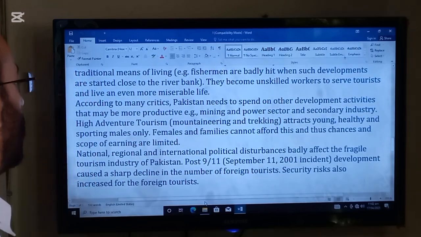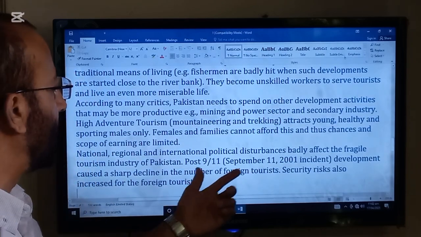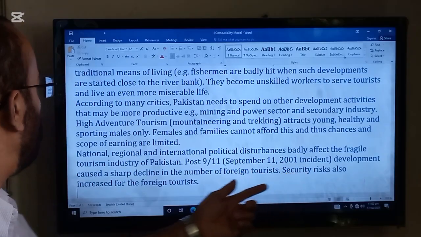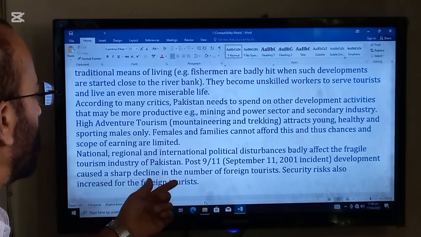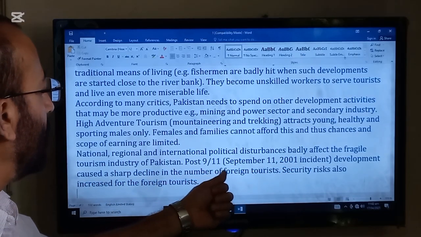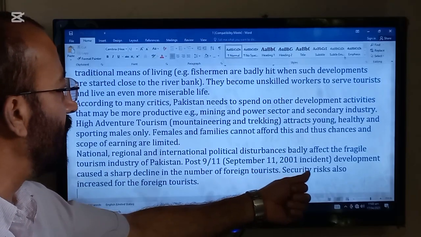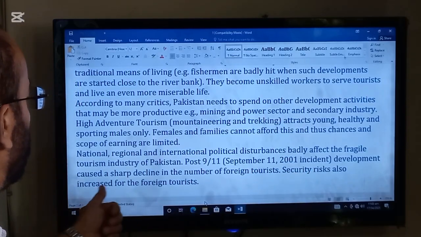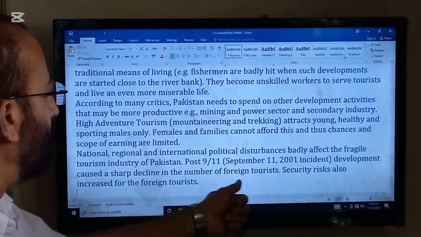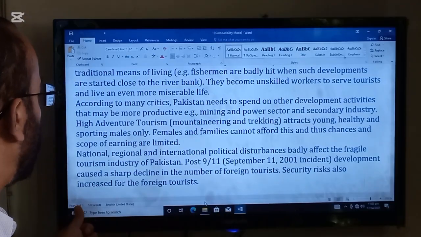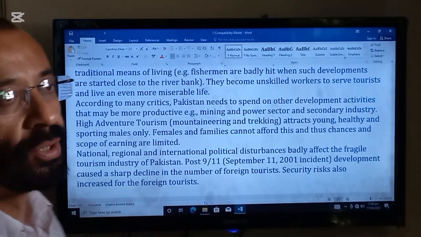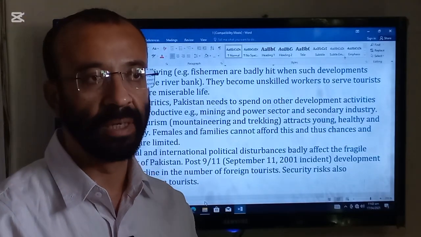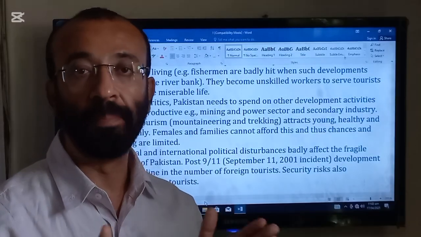National, regional, and international political disturbances badly affect the fragile tourism industry of Pakistan. The post 9/11, that is September 11, 2001 incident, caused a sharp decline in the number of foreign tourists. Security risks also increased for the foreign tourists. So these are the disadvantages for tourism in Pakistan.